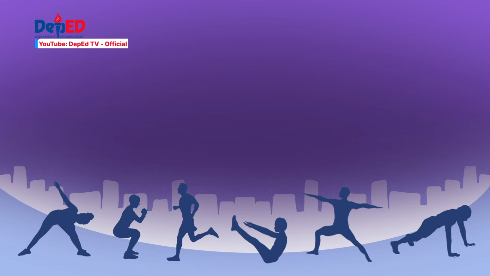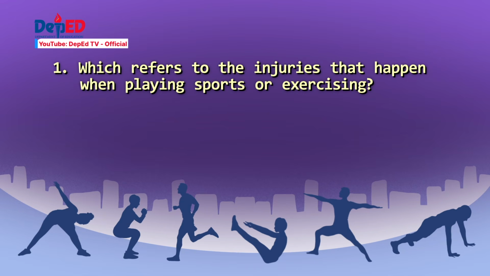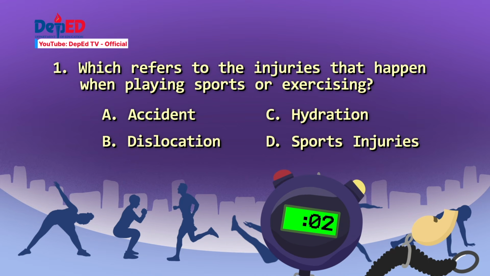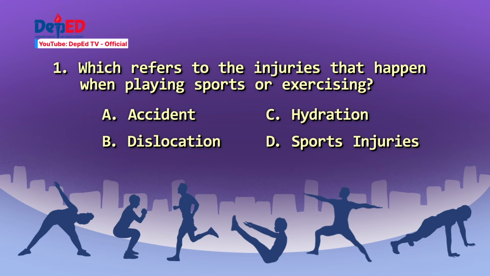Number 1. Which refers to the injuries that happen when playing sports or exercising? Is it A, accident, B, dislocation, C, hydration, or D, sports injuries? The correct answer is letter D, sports injuries.